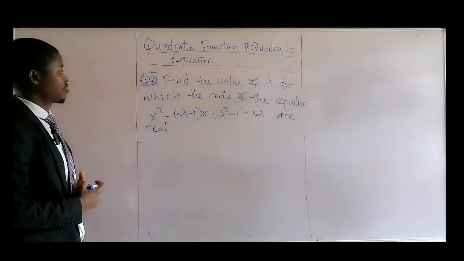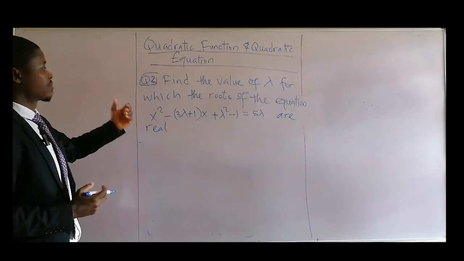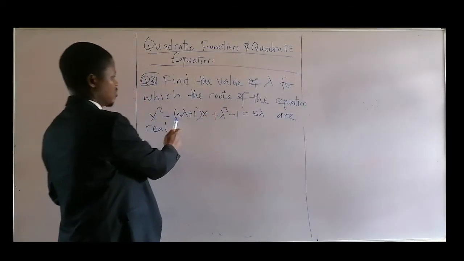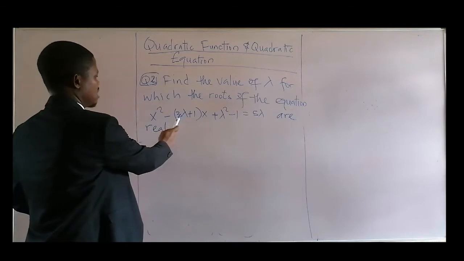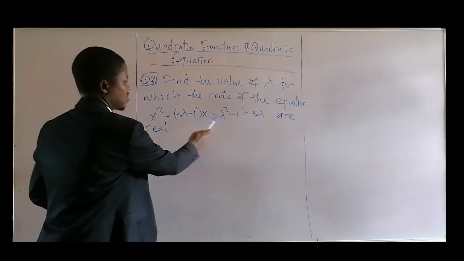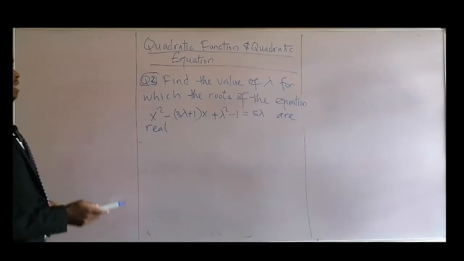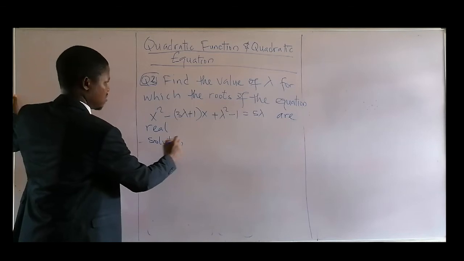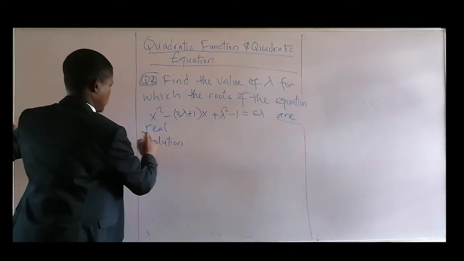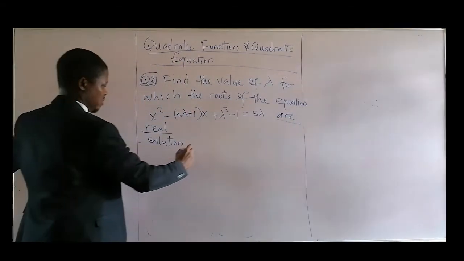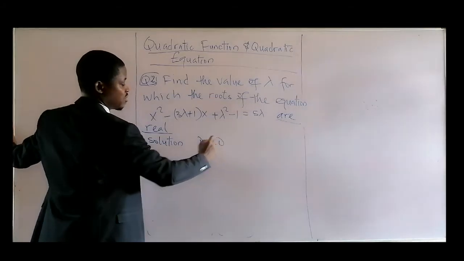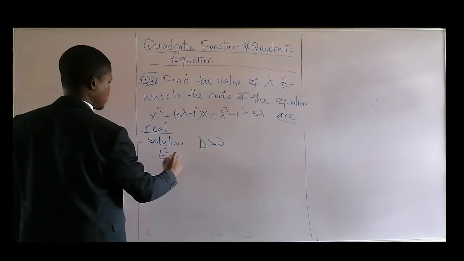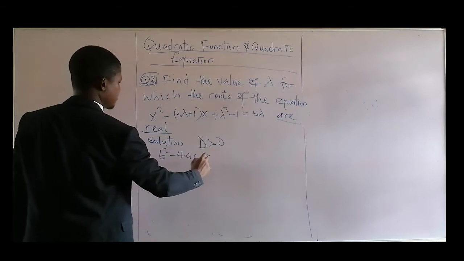Question two, another question. Find the value of lambda for which the roots of the equation x squared minus (3 lambda plus 1)x, and then this one, are real. And don't forget the condition. For real roots, we know that the discriminant will be greater than or equal to 0, which is b squared minus 4ac greater than or equal to 0.